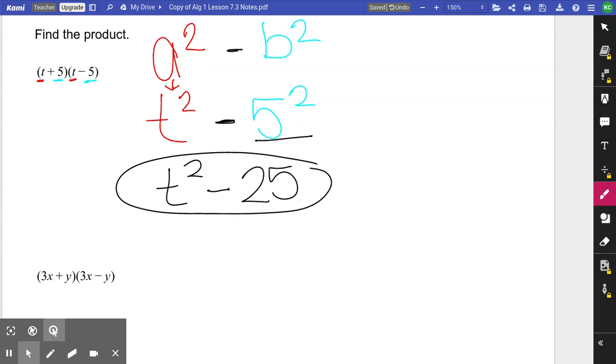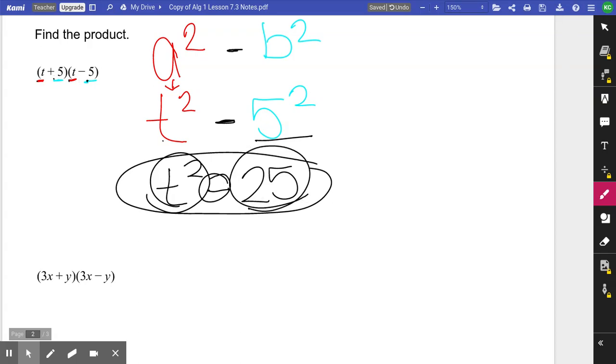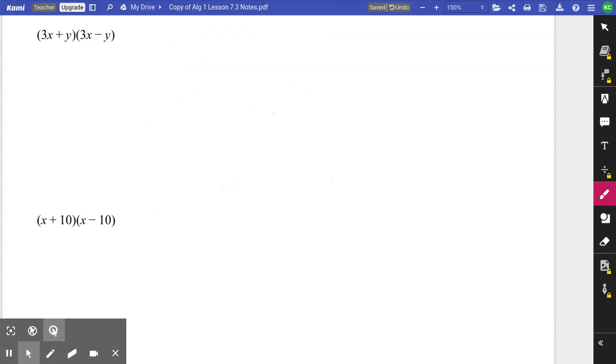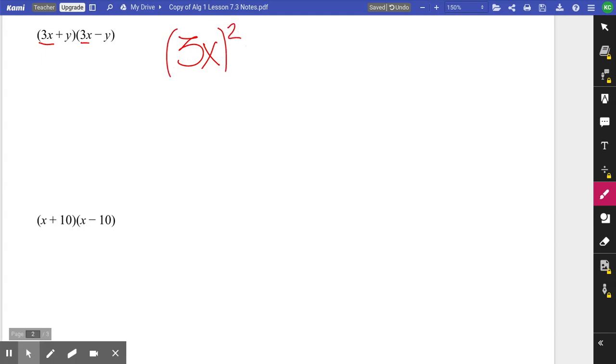Okay, so this is really a very simple process. We're just going to take our a's, square them, that's our first, put a minus sign in there, take our b's, square them, that's our last number. Okay, so we're going to take our a's, 3x, and we're going to square it. Remember, we're taking the whole term and squaring it. So we're going to take our squared and we're going to distribute it. So we're going to say 9x squared.